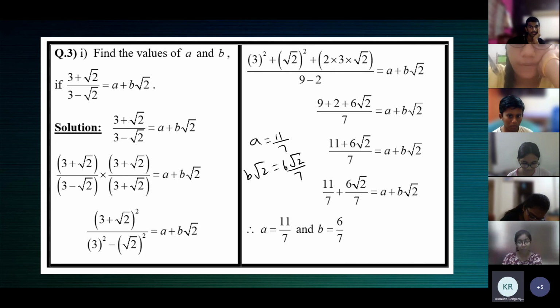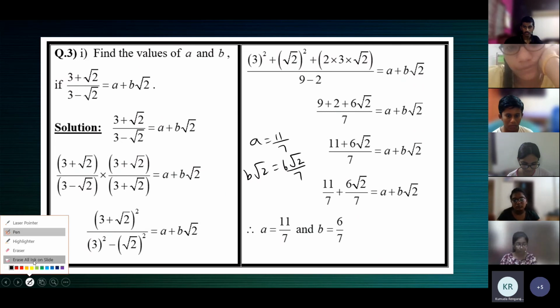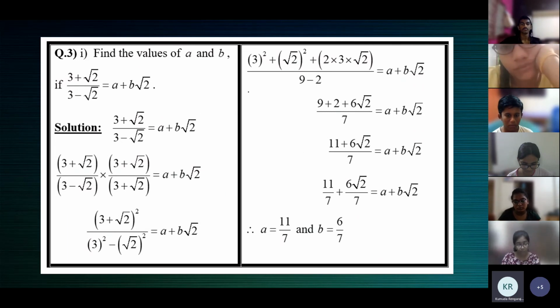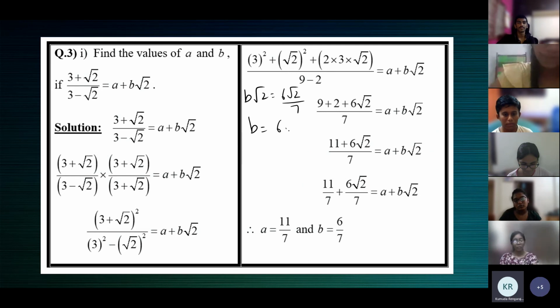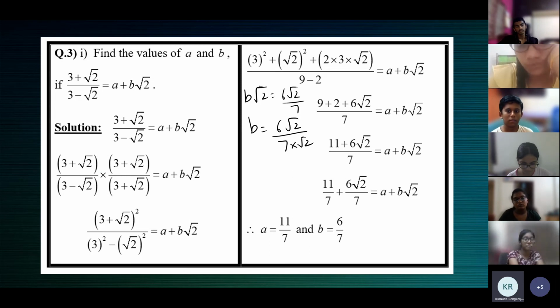You will wonder why you're cancelling the root 2. When this root 2 comes to the other side, it comes for division. Let me write it here. B root 2 is equal to 6 root 2 by 7. How will you find the value of B? Root 2 will come to the other side for division into root 2. Now root 2 and root 2 will get cancelled. So B is equal to 6 by 7.